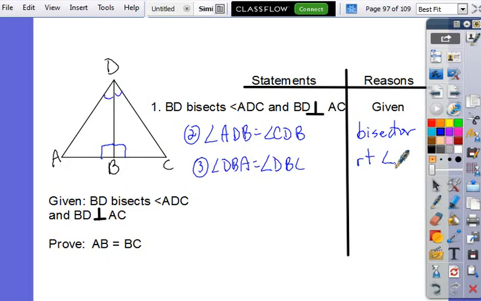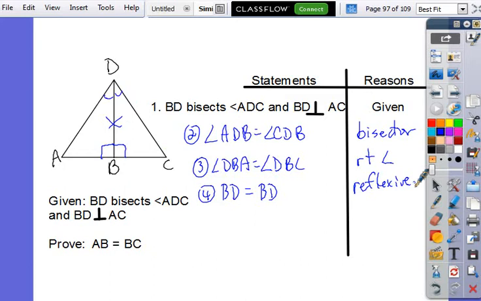All right. What else are we missing that we really need? A side. What side? The one in the middle. 99% of the time, if you see that one in the middle, you're going to use it. So how do I write that? BD equals BD, and what is the rule? Why is the same thing equal to itself? Reflexive. If I ever have the same thing equal to itself, it's reflexive.